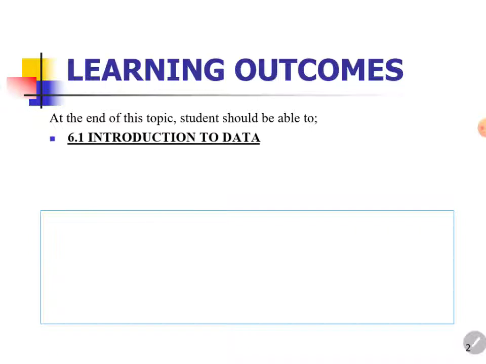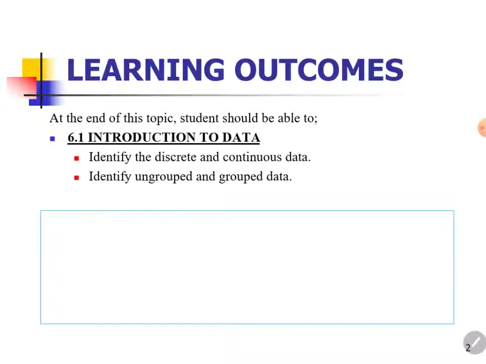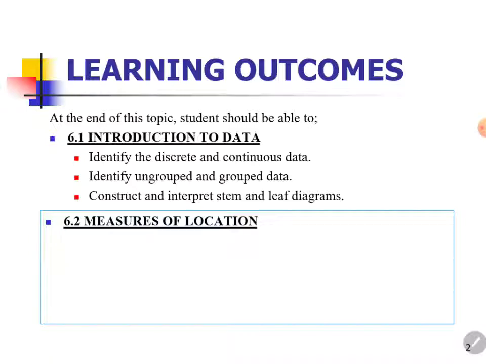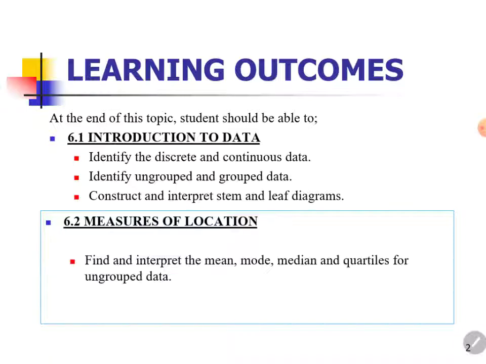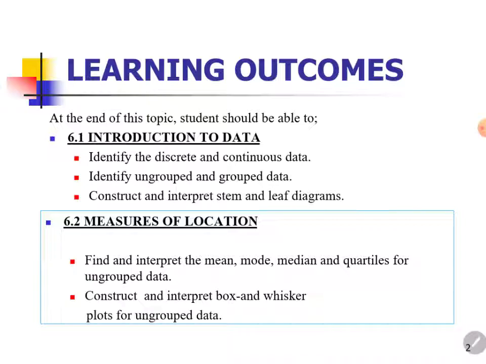So the first subtopic, which is introduction to data, is to identify the discrete and continuous data, identify ungrouped and grouped data, construct and interpret stem and leaf diagrams. And then for 6.2, measure of location or measure of central tendency. So we want to find and interpret the mean, mode, median and quartiles for ungrouped data, and to construct and interpret box and whiskers plots for ungrouped data. So this means that there is going to be the introduction for statistics and focusing on the ungrouped data for this lecture only.